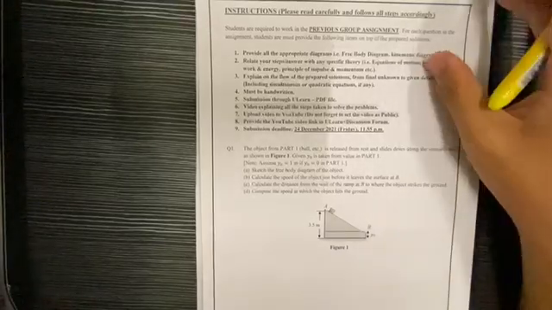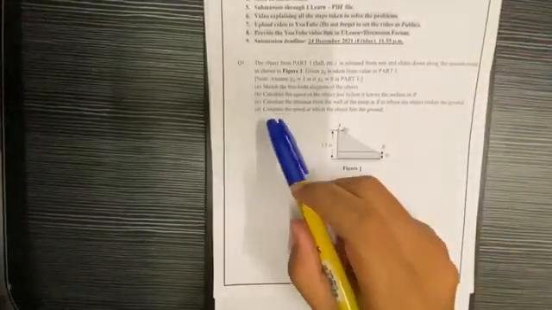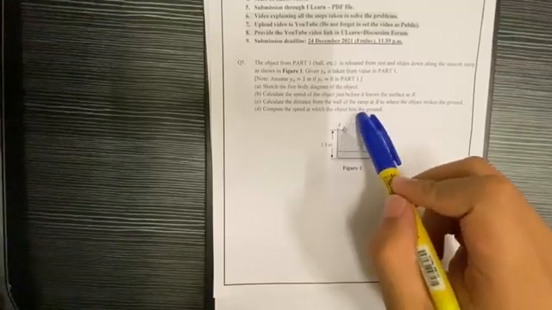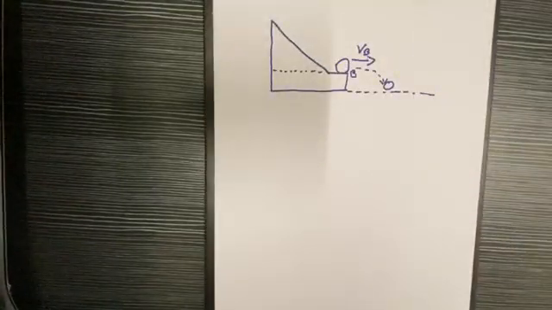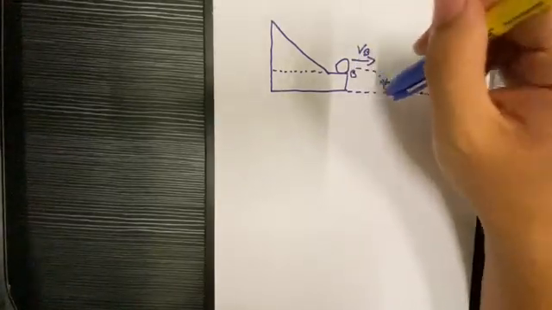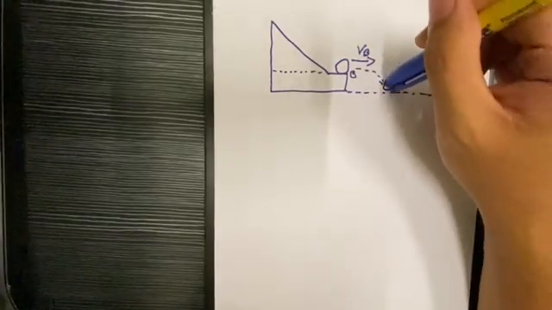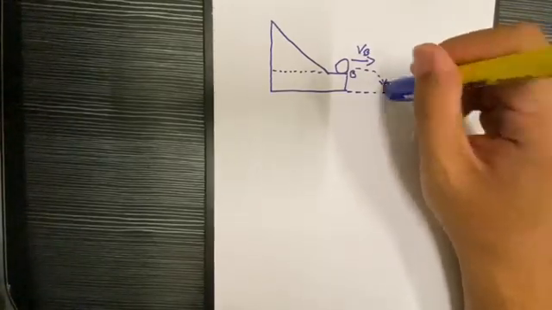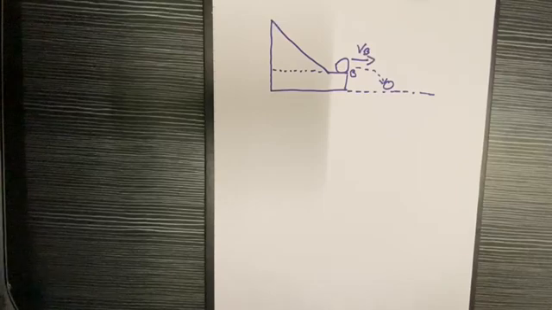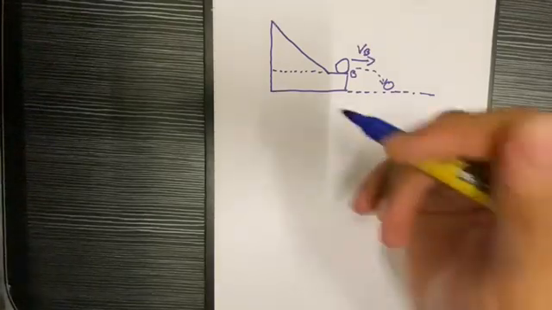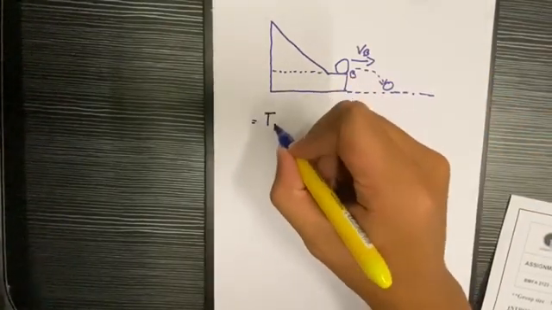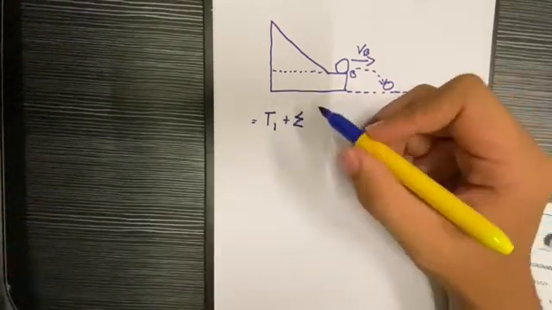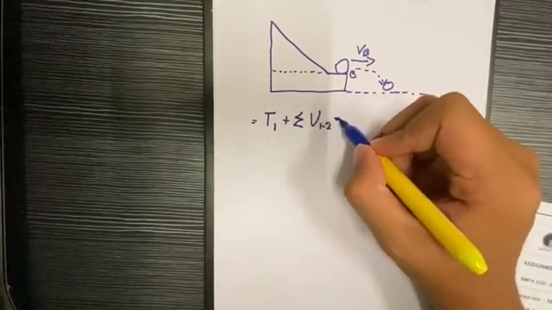We move on to question D. Question D says to compute the speed at which the object hits the ground. So we look at this sketch. We want the speed when the object hits the ground, so we want the speed here. To get the speed here, we use the principle of work and energy, which is from equation 1 here. The principle of work and energy is T1 plus total U from 1 to 2 equals T2.